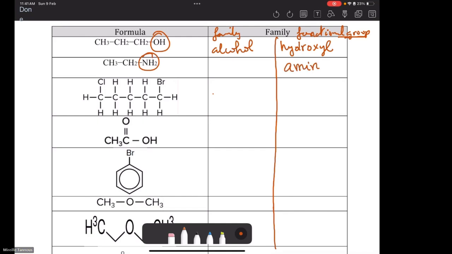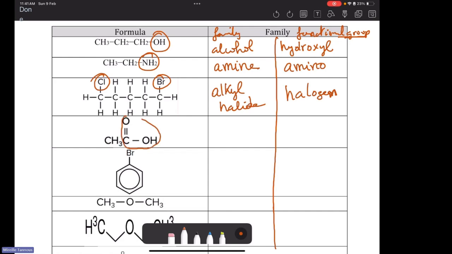Amino, family: amine. Halogen: this is alkyl, not aryl. Alkyl halide, or halides, you can say. This is carbonyl and hydroxyl. This is the carboxyl functional group for carboxylic acid.